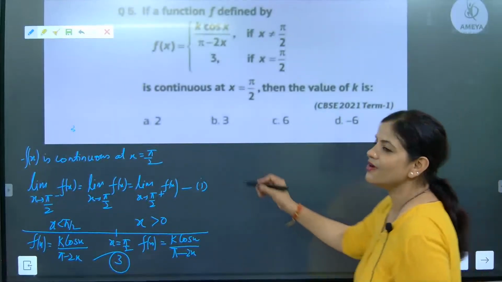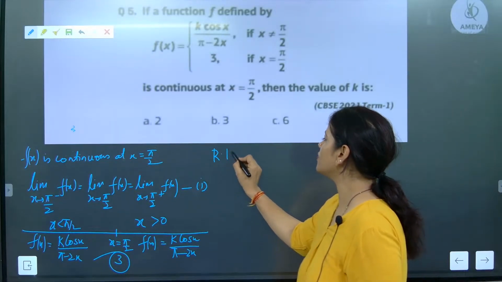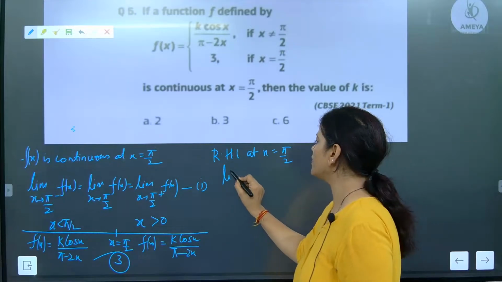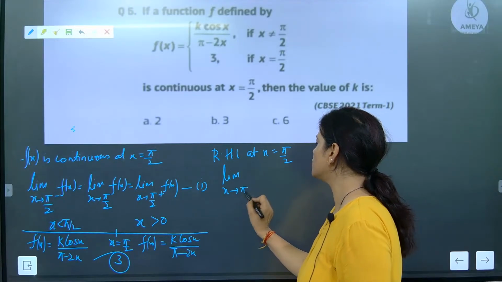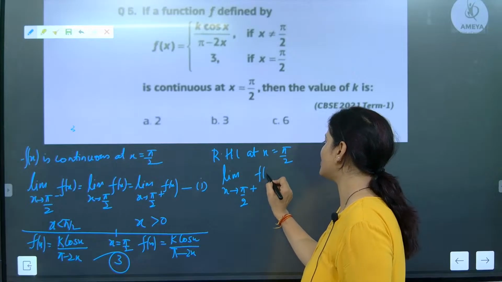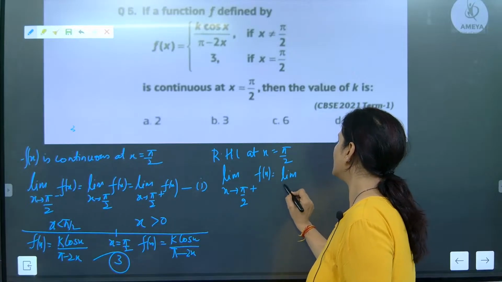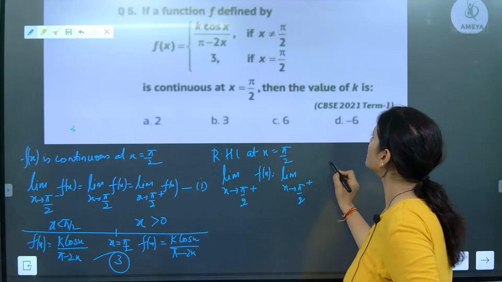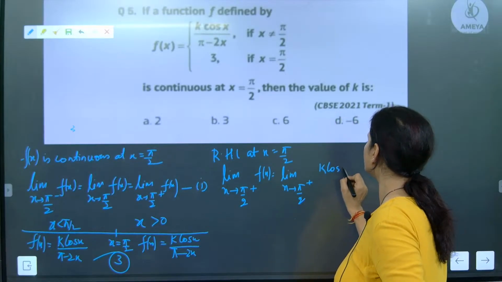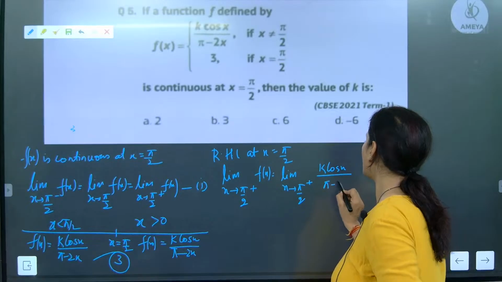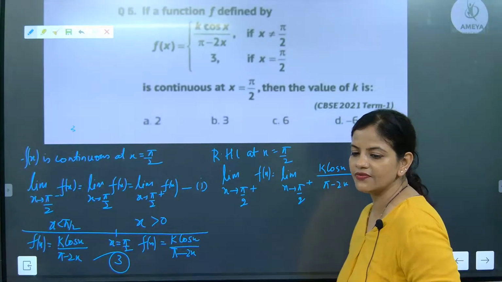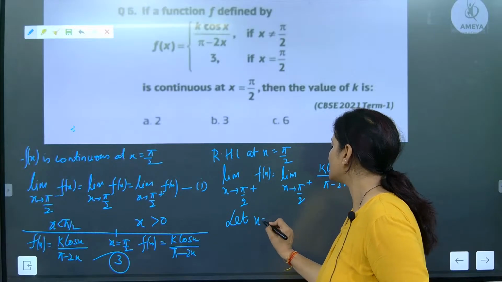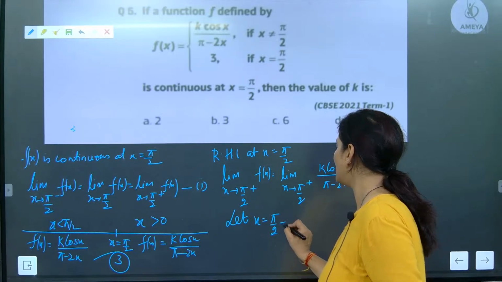Okay. So now RHL. How are you going to write here? RHL at x equal to pi by 2. Limit x tends to pi by 2 plus f of x. So it will become limit x tends to pi by 2 plus, what is your function? k cos x by pi minus 2x. Now we'll write let x is equal to pi by 2 plus h.